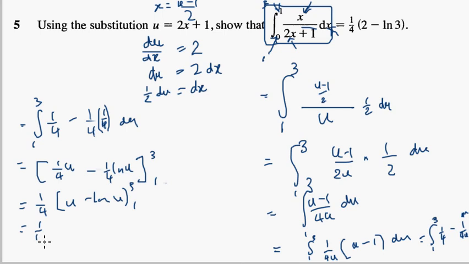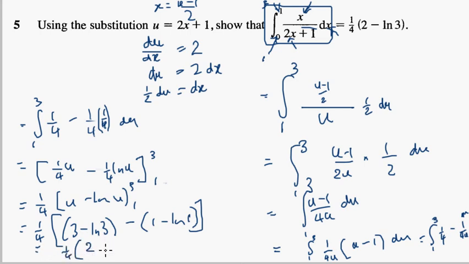This now, if we apply our limits, becomes a quarter times substitute in 3 minus ln 3, minus substitute in 1 minus ln 1. Well, I think you know that ln 1 is 0, and 3 minus 1 is 2, so if we take all the numbers here, we've got 3 minus 1 minus 0 is just 2. And the only thing that's left is minus ln 3. And hello, we've got our answer. Magique.